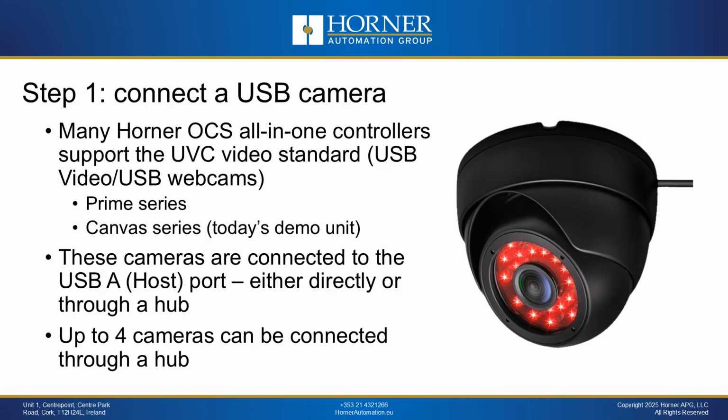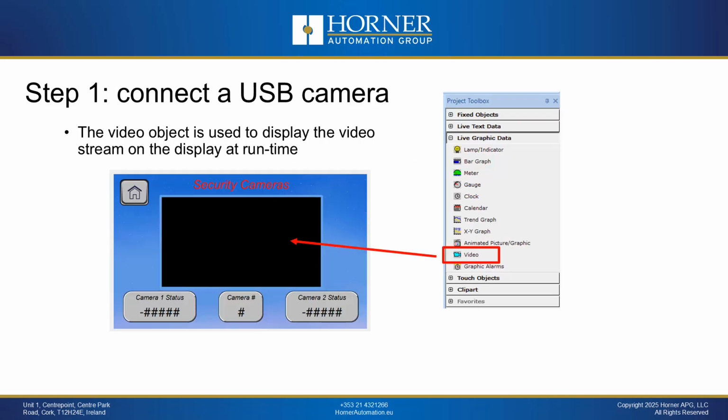One important point to keep in mind is that the camera numbering within the Horner OCS, from the perspective of your control program, depends on the order in which the cameras power up. Therefore, it is important to connect and power them in a consistent sequence, so that each camera retains its assigned number. So what do we need to do besides physically connecting the camera to the USB port on the Horner controller? Inside the user interface configuration area, when you are configuring a screen, and in Cscape 10, you configure your screen from the Screen tab.